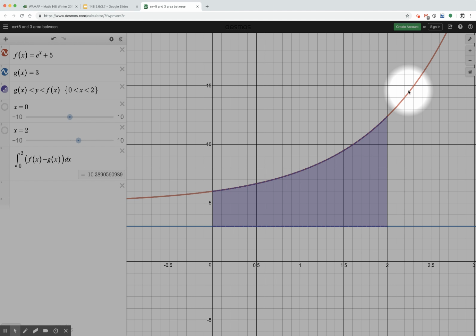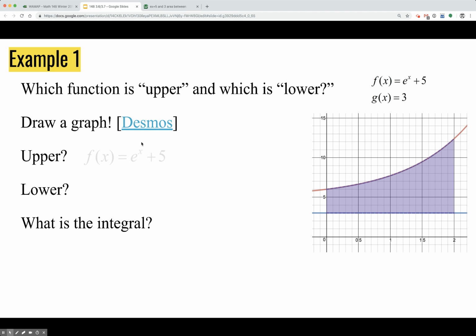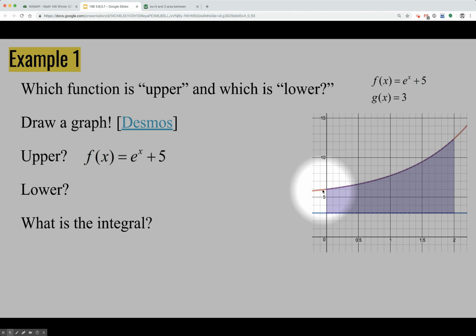And it is important, though, to know that f is above g on that interval. So the integral we're going to be finding is going to be the integral of f minus the integral of g, which is just the constant function g of x equals 3. So let's go back here, and now we can actually identify what the upper function is. It is the f of x function, e to the x plus 5, which is over here in red.